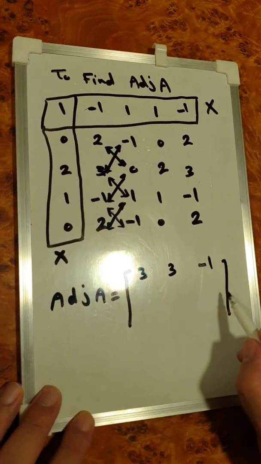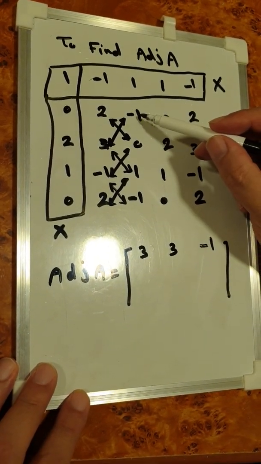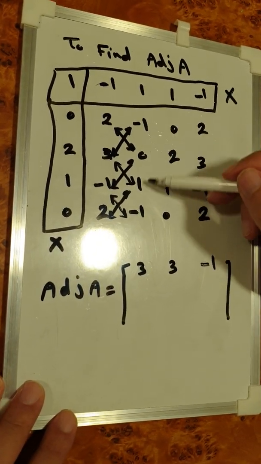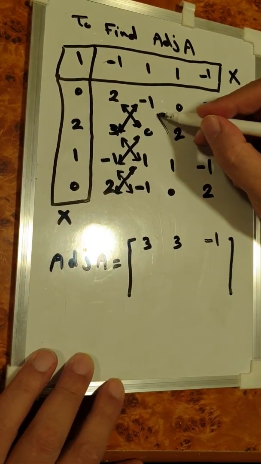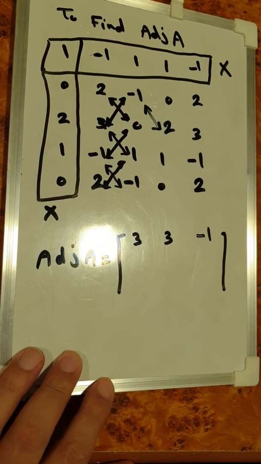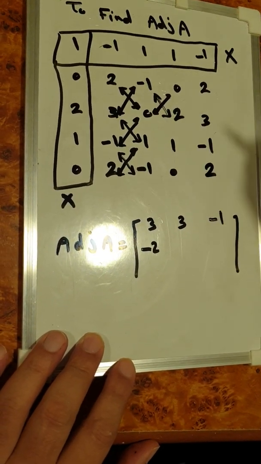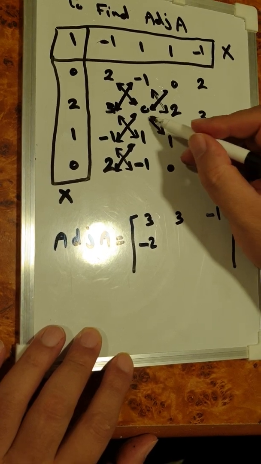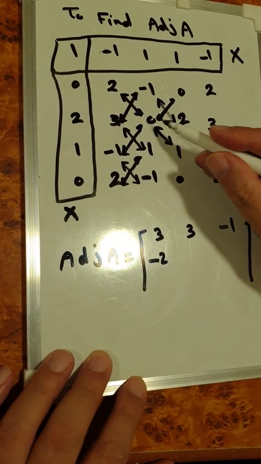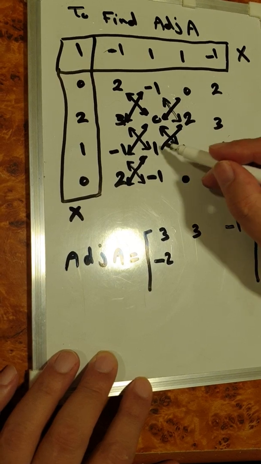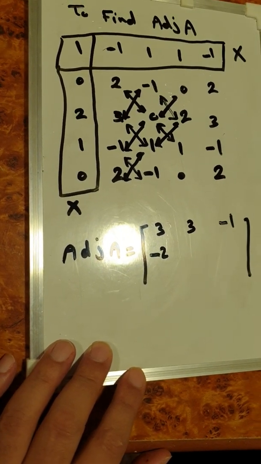Again, to find the elements of the second row, we repeat the process between these two columns, this column and this column. So our calculations are column wise and our entries are row wise. 2 multiply minus 1, minus 2. Minus 2 minus 0 is minus 2, because 0 multiply 0 is 0. Again, 0 multiply 1, 0, minus 1 multiply 2, 2, so the result is also minus 2.